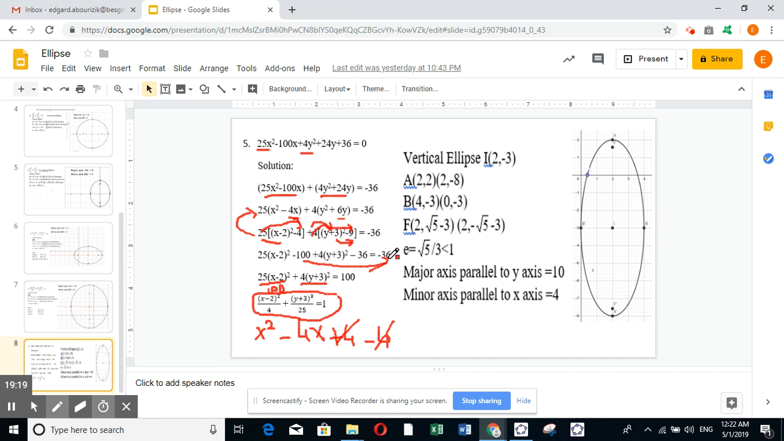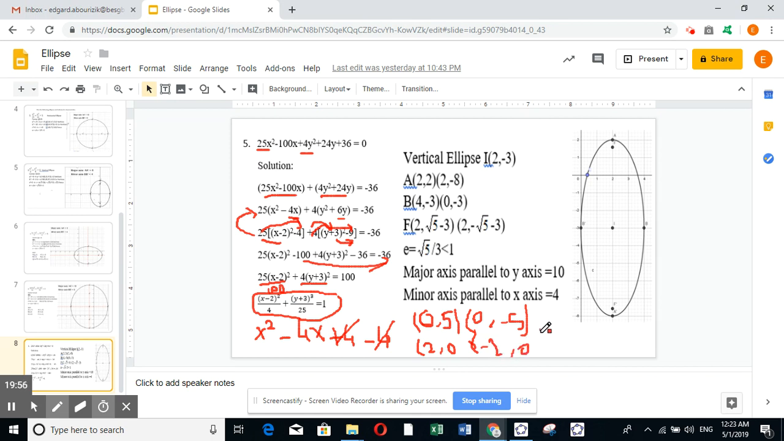Now I return back to examples number 3 and 4. First of all, the center is 2, minus 3. And this is vertical because under y squared is bigger. A square is 25, so a is 5, because vertical I started by 0, 5 and 0, minus 5, and b square is 4, so the co-vertices will be 2, 0, because vertical, minus 2, 0, and the focus follows these.